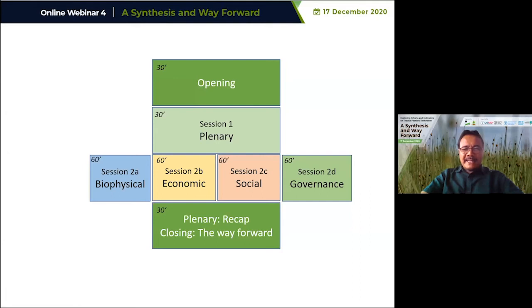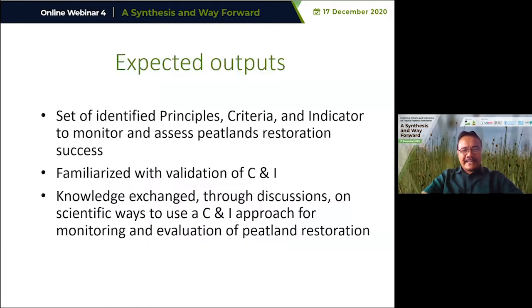And we will also be guided on how to move on next year, with new ideas and objectives, etc. So we look forward to that. And we are going to be with everybody, all the stakeholders, to deliver what we've been learning together in the past 3 months by having a set of identified principles, criteria, and indicators on those aspects: biophysical, social, economic, and governance.